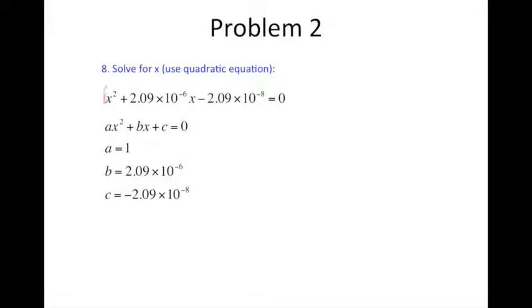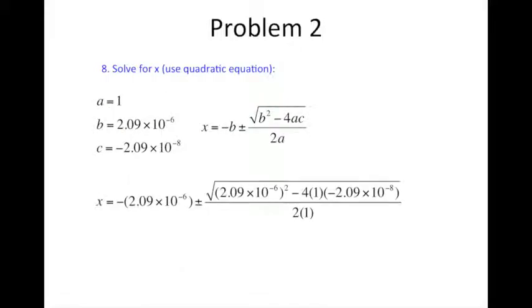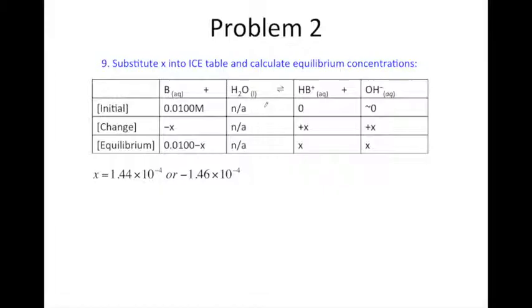Our a value here is 1. Our b value is 2.09 times 10 to the minus 6. And our c value is negative 2.09 times 10 to the minus 8. Let's plug those into the quadratic equation and solve. You can see we have it plugged in here. If we solve, we get two values for x. Only one of those can be correct. Again, x is equal to our concentration of HB plus and OH minus, so we cannot have a negative value for x. So x must be 1.44 times 10 to the minus 4.